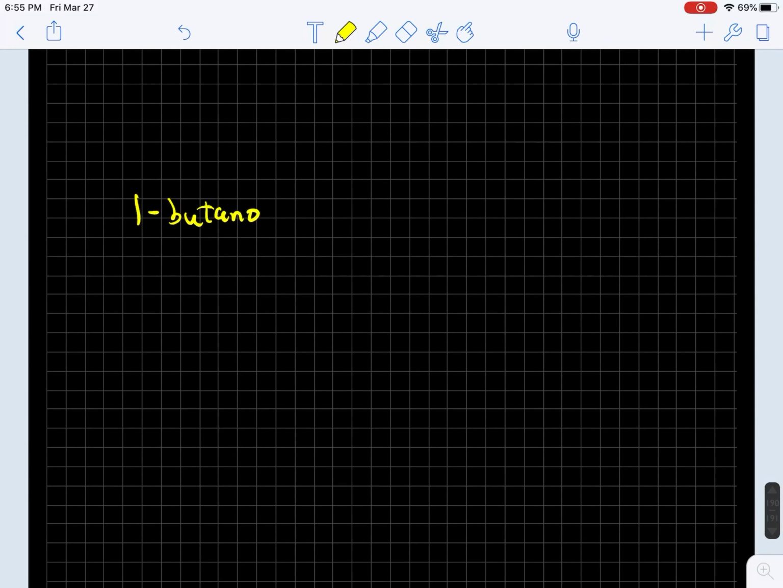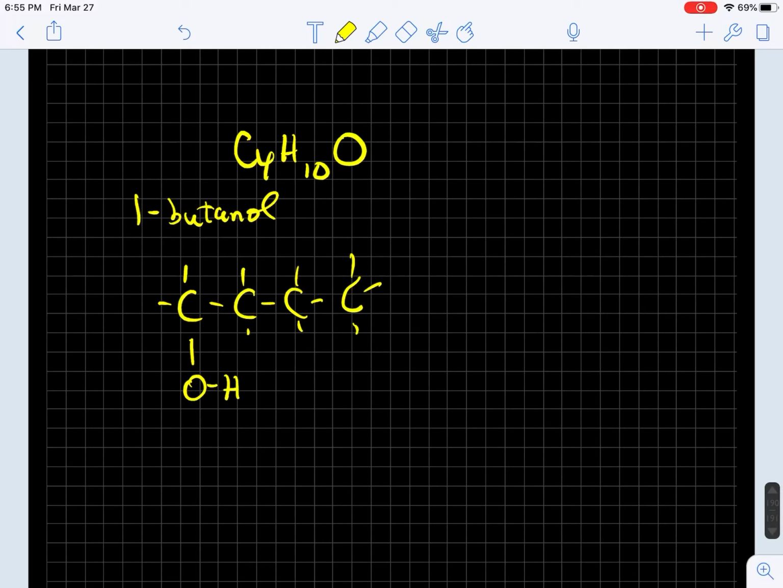Okay, so 1-butanol, again, we have 4 carbons. The OL means that we have an OH group attached to the first carbon, and then we put 2, 3, 4, 5, 6, 7, 8, 9 more hydrogens. So the formula is C4H10O. And 2-butanol would be the same molecule, except the OH group is connected to the second carbon.